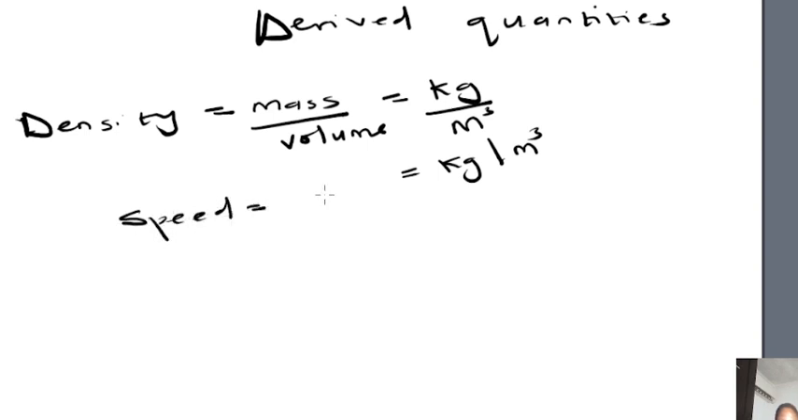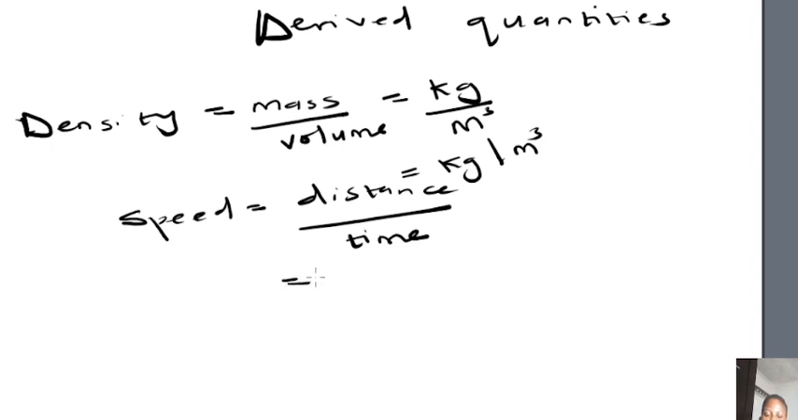Our speed is distance over time. So here now we are going to use 2 fundamental quantities to derive our speed. So what is our distance? Our distance is measured in meter. So we're going to write our meter. Our time is measured in seconds.